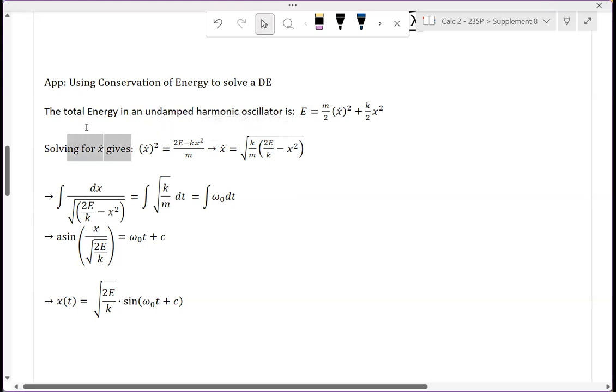We can solve this for x dot in terms of everything else. Remember, E is a constant because of conservation of energy. And we get this x dot squared equals this right-hand side, or x dot turns out to be this radical here.